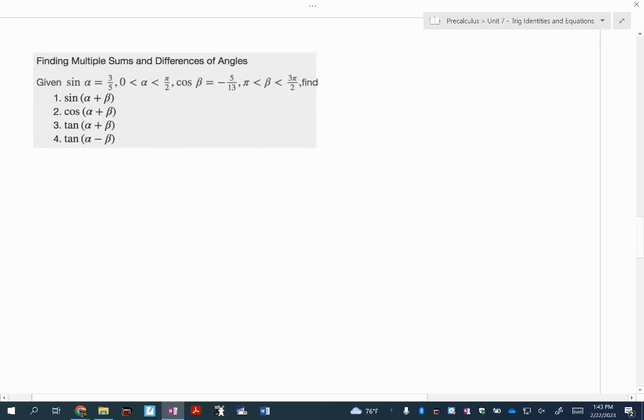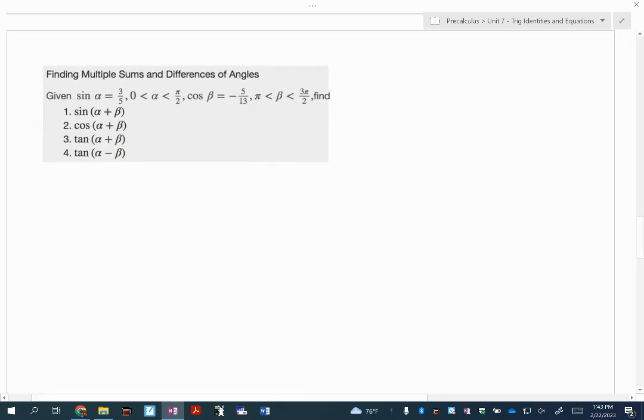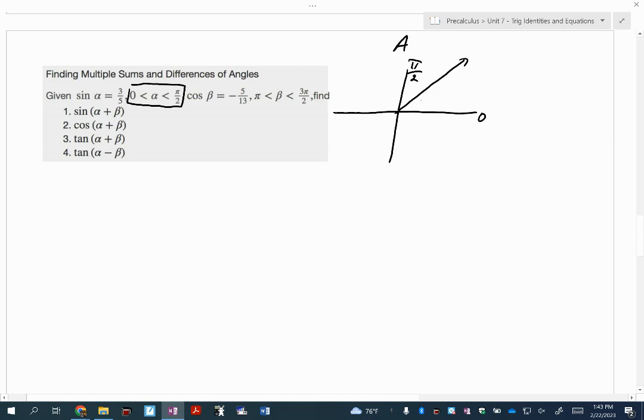I'm still not going to use a calculator, but what's different about these is that it's telling us that the sine of our alpha, or our angle A, is 3/5. That is not one that I have memorized in the table. So what I'm going to do is, this is angle alpha, and it's telling me that angle alpha is between 0 and pi over 2. So 0, pi over 2. So let's do just this angle here. So this is angle A.